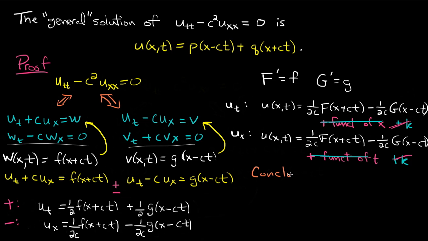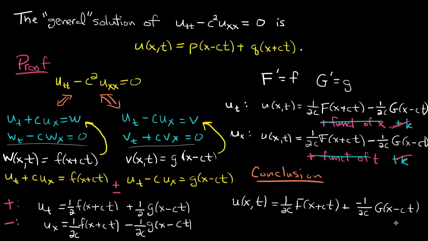So what is the conclusion? Well, we showed that solving the wave equation is the same as solving either of these sets of transport equations, and we have solved those transport equations. So we found a general solution to the wave equation, and it looks like u of xt equals 1 over 2c, capital F of x plus ct, plus minus 1 over 2c, capital G of x minus ct.